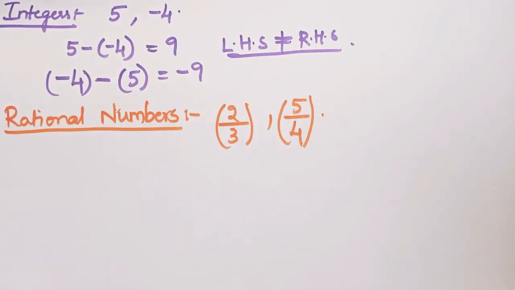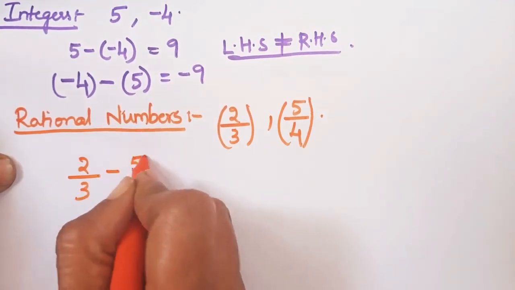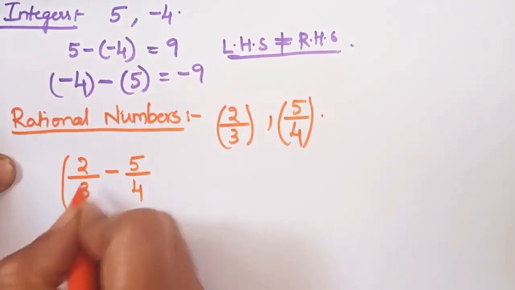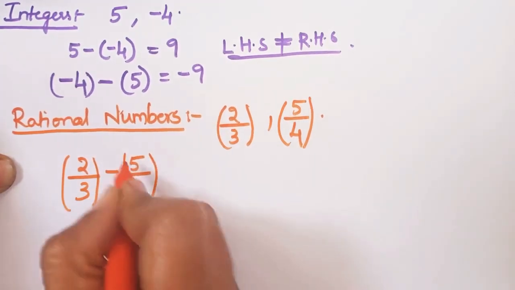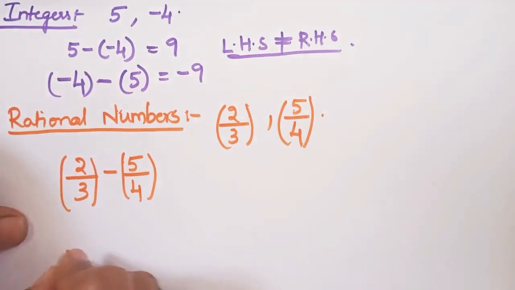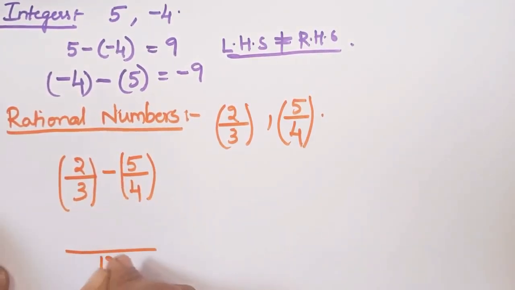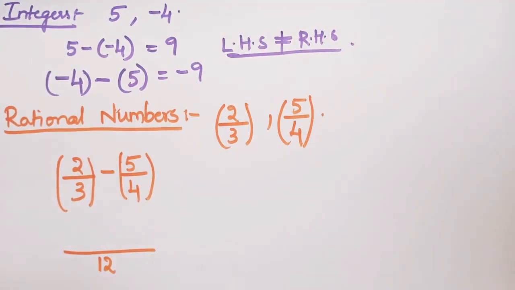Now, if subtraction is commutative for my rational numbers, when I do A minus B, the result must be equal to my B minus A. Let me do first A minus B. You know how to subtract two rational numbers, right? So 3 and 4 won't have any common factors, so I am multiplying them. 12. I get the LCM as 12.